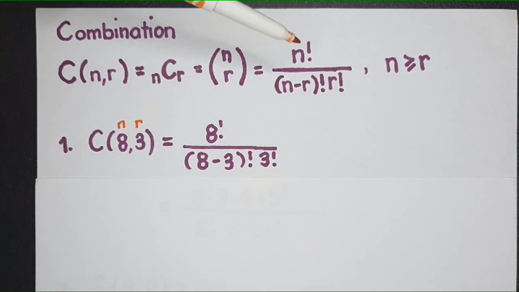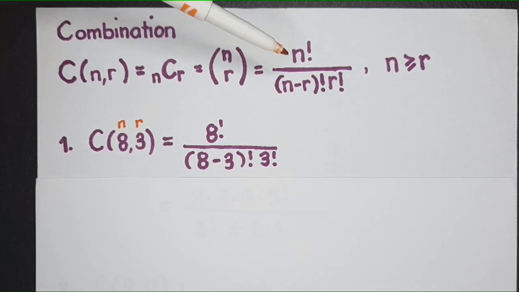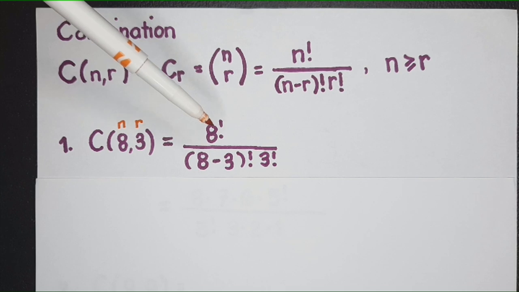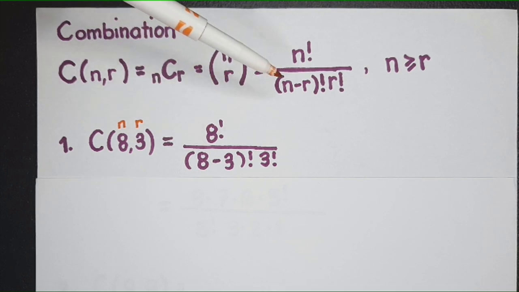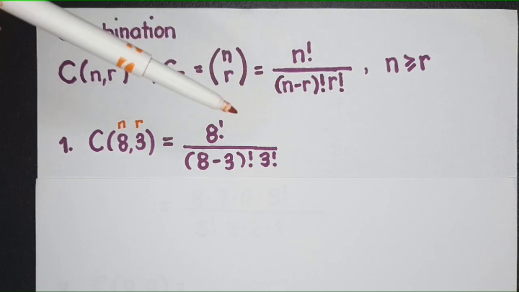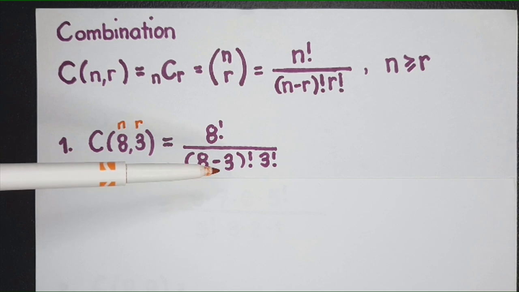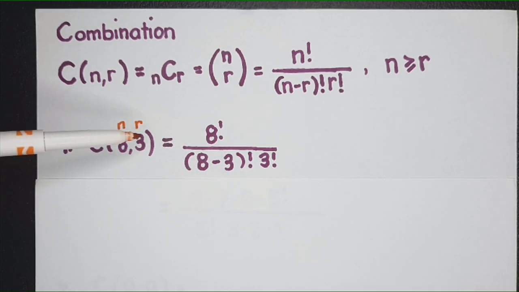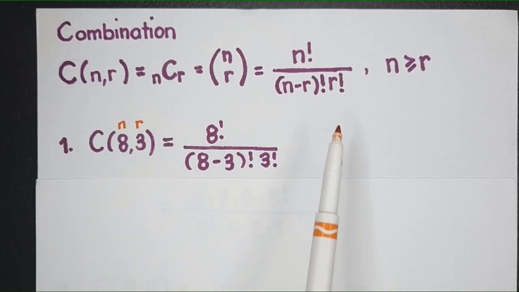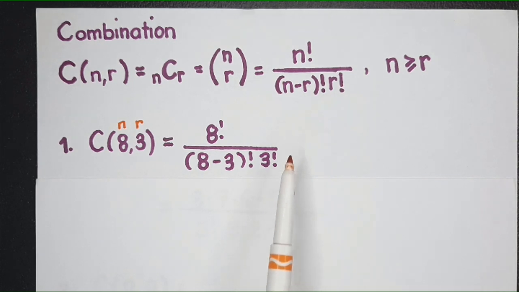Tapos, isa-substitute nyo lang dito. Your n is 8, so that's why you have 8 factorial. And then, sabi dito, n minus r. So, you have 8 minus 3 because your r is 3. And then, finally, r factorial. So, you have 3 factorial here. So, dapat marunong kayong mag-substitute.